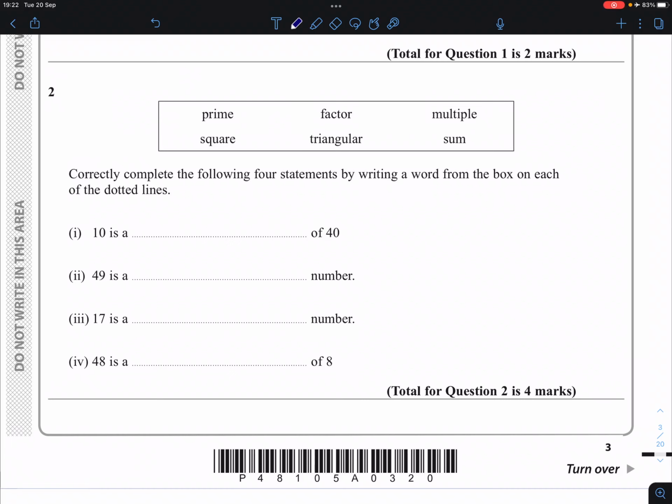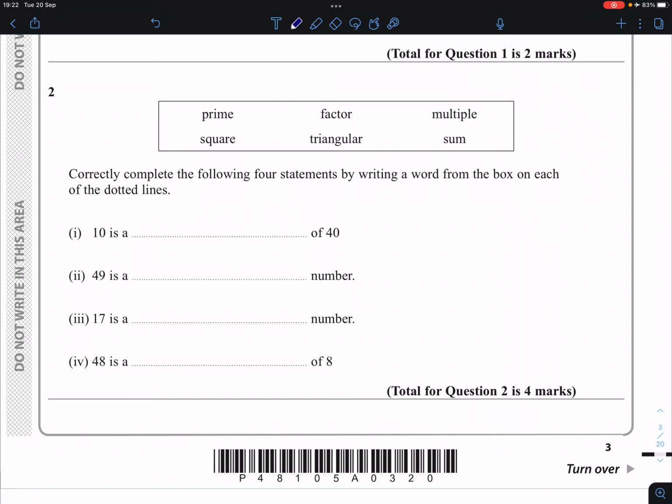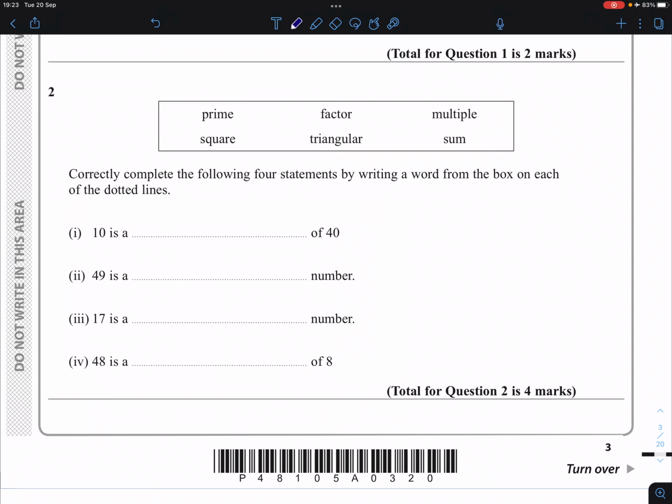Okay, question 2. We have 6 mathematical words given, and there are 4 sentences that we need to complete by putting the right word in the right statement. So, 10 is a something of 40. Well, 10's not a prime because we're referring to another word, but also because 10 can be divided by something more than itself and 1.